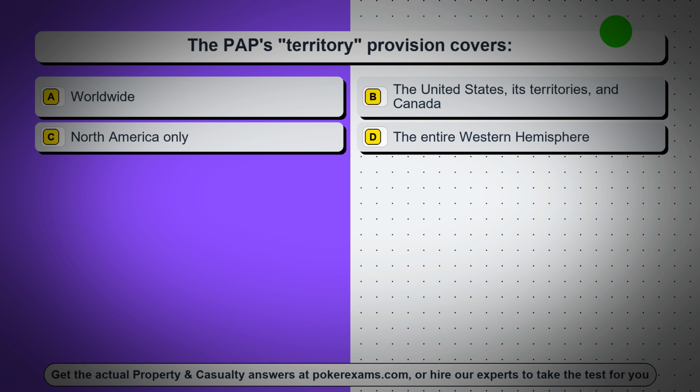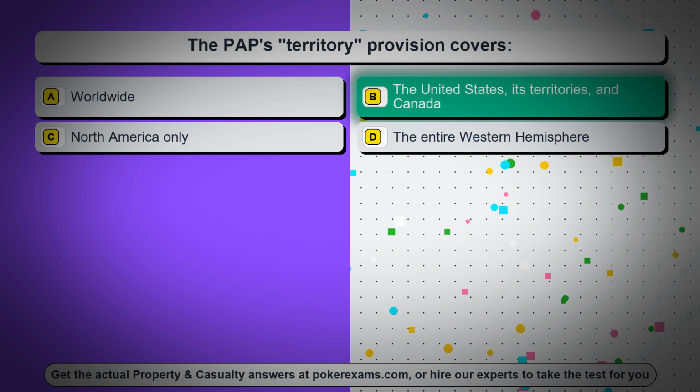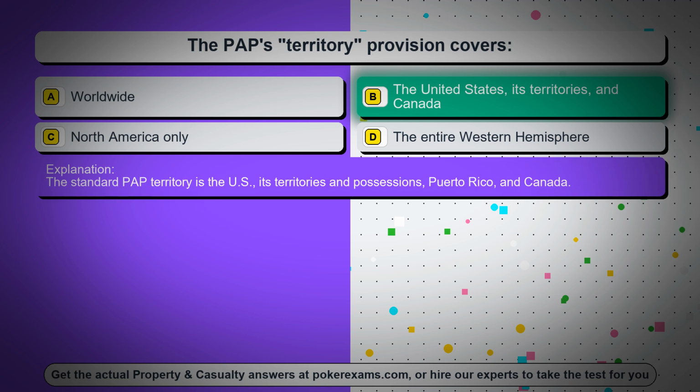Question 32. The PAP's territory provision covers. Option A, worldwide. Option B, the United States, its territories, and Canada. Option C, North America only. Option D, the entire Western Hemisphere. The correct answer is option B, the United States, its territories, and Canada. The standard PAP territory is the U.S., its territories and possessions, Puerto Rico, and Canada.